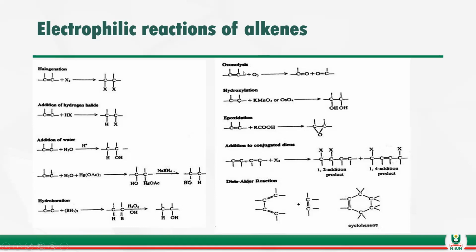Then we have a very important reaction called ozonolysis. In ozonolysis, we add ozone, which is O3, to an alkene. Then from ozonolysis, we have hydroxylation. In hydroxylation, we use either potassium permanganate, KMnO4, or osmium tetraoxide, OsO4. Any of these will add 2 OH to the carbon-to-carbon double bond. So you can see the product here.